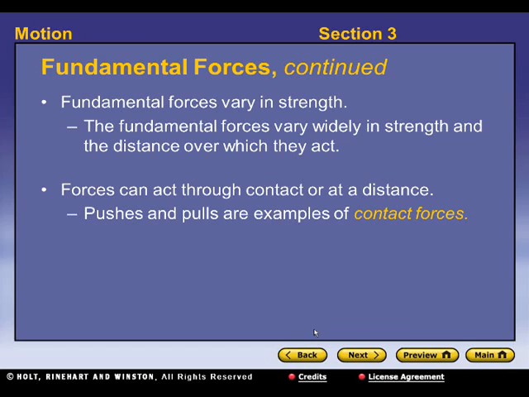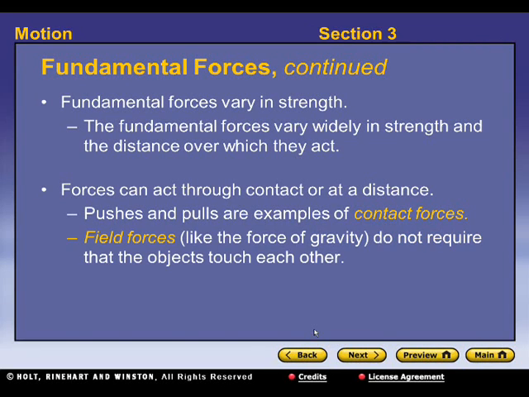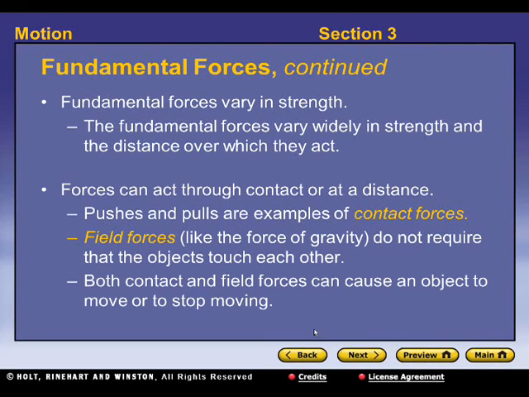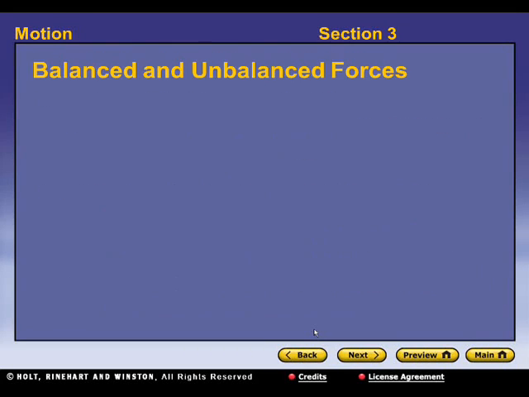Pushes and pulls are examples of contact forces. You have to actually have physical contact for you to push or pull something. Field forces, that's like gravity, do not require that objects touch each other. They can act in a field where you feel the force, but you're not necessarily in contact with the object that's creating that force. Both contact and field forces can cause an object to move or stop moving.